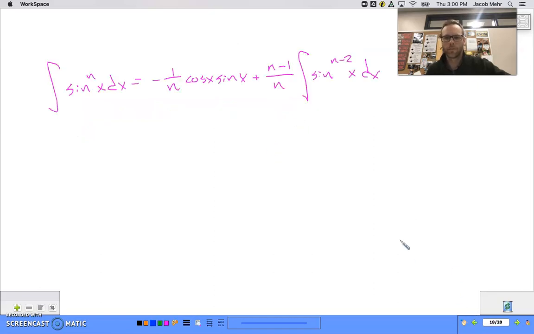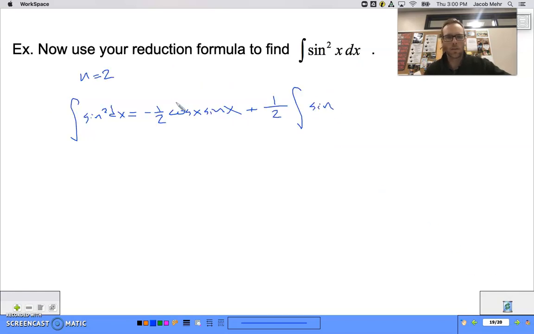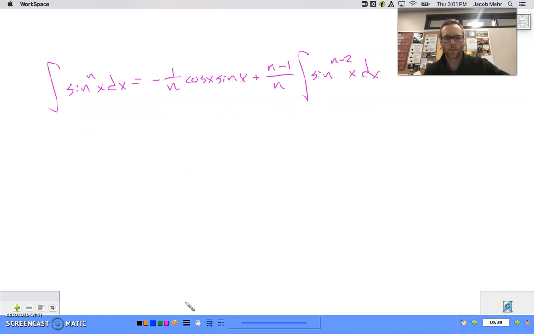Integral of sine to the n minus 2. Our n was 2, so it reduces it down to 0. Now if it reduces that down to 0, anything to the 0 power is 1. So this is equal to negative 1/2 cosine of x, sine of x, plus 1/2 times the integral of 1 dx. What is the antiderivative of 1 dx? x. And we have our plus c. I don't think I put my plus c on this one.